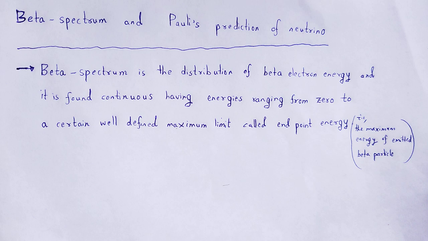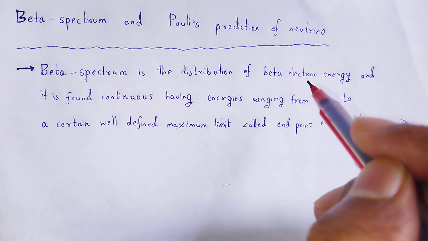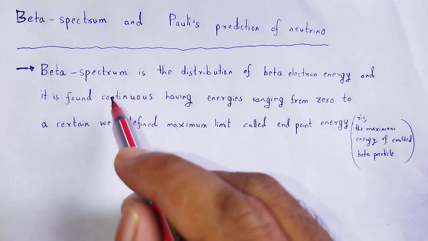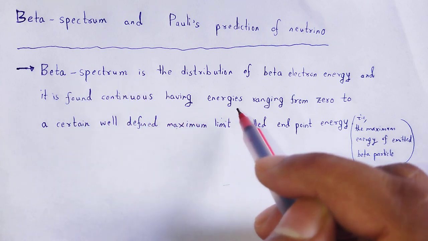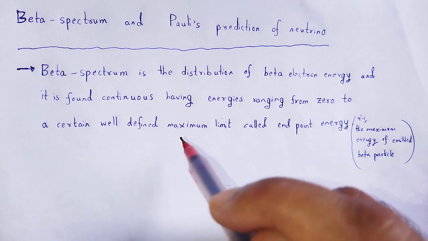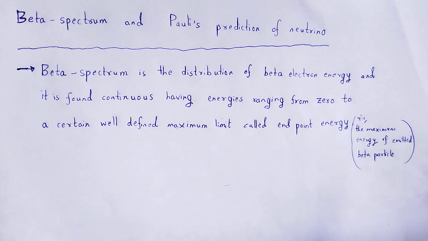In this video, we are going to discuss beta spectrum and Pauli's prediction of neutrino. Let's begin. What is beta spectrum? Beta spectrum is the distribution of beta electron energy, and it is found that the beta spectrum is continuous, having energies ranging from 0 to a certain well defined maximum limit, which is called the endpoint energy. Endpoint energy, that is the maximum energy of emitted beta particle.